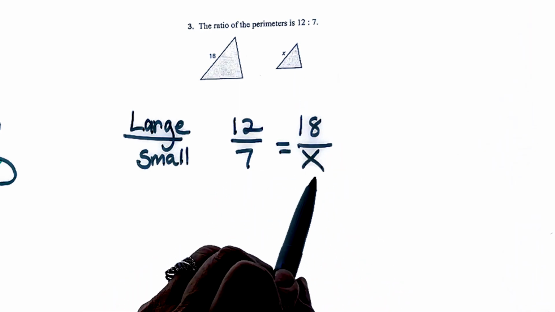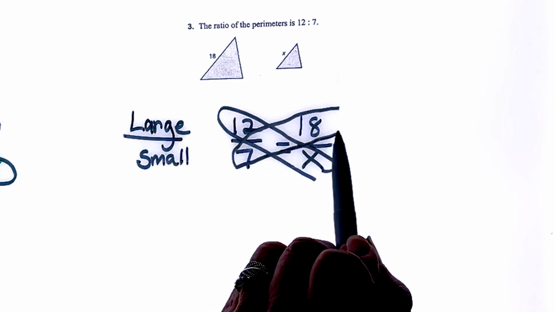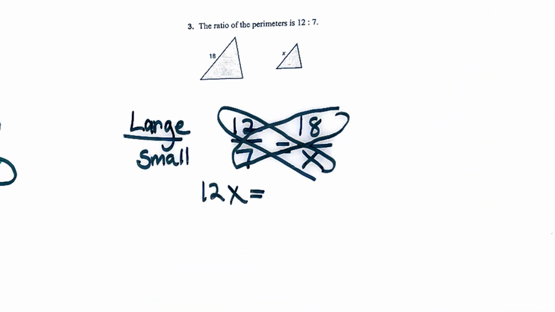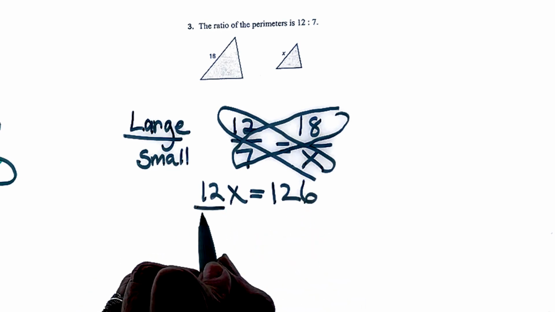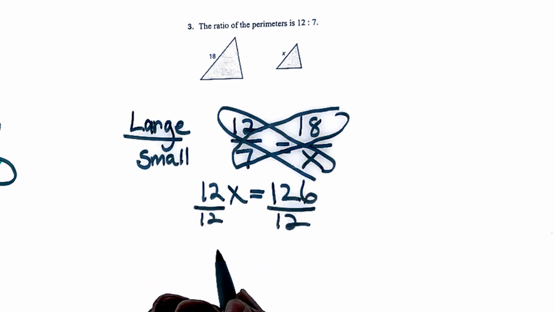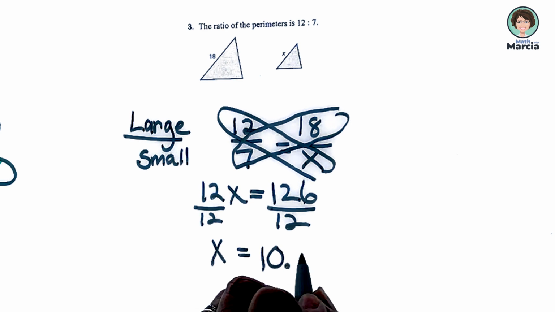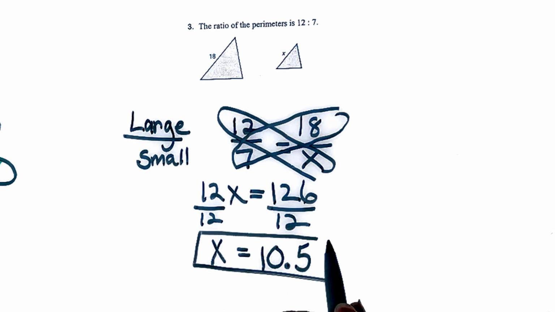Again, we are going to do our cross products. When we do that, we end up with 12x is equal to 7 times 18, which is 126. I'm going to divide both sides by 12. And our missing side of that small triangle is actually 10 and 5/10, 10 and a half. It didn't give us units, so there is our answer.